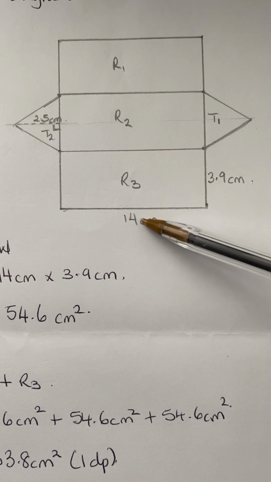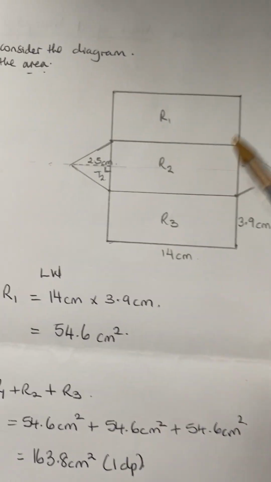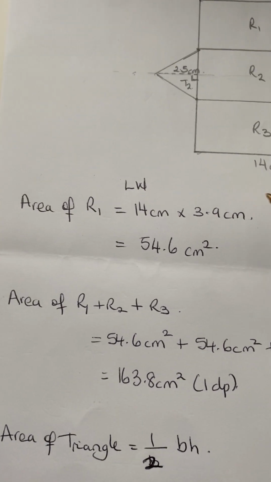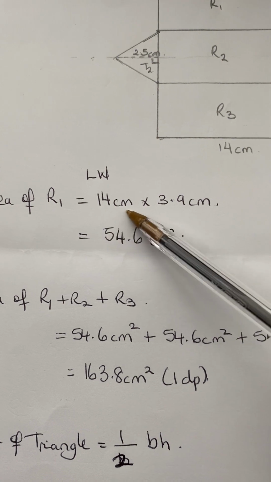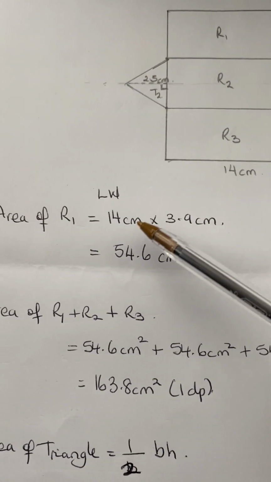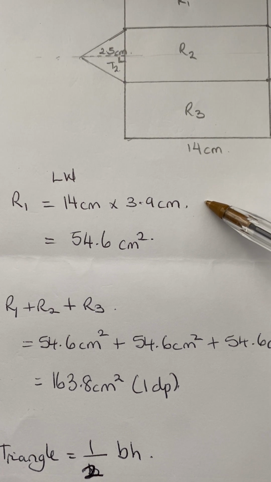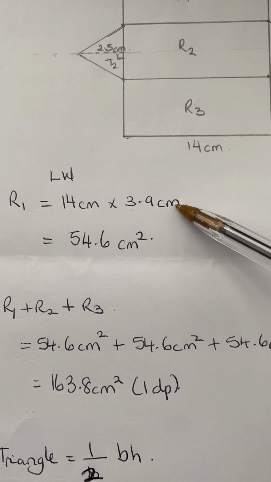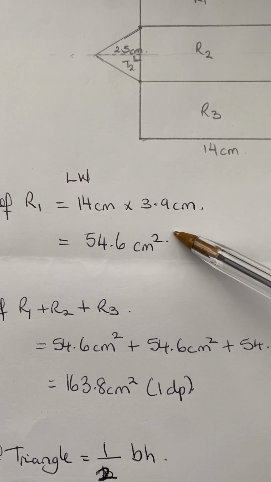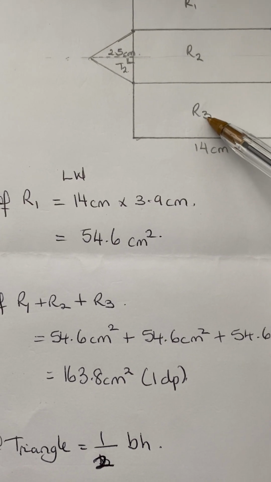Again, the unit is in 2.5. So we are going to find the area of the three rectangles. Okay, so the area of one of the rectangles will be 14 times 3.9. So 14 centimeters times 3.9 centimeters. When you multiply them correctly, you should get 54.6 centimeters squared. Remember, it's an area. Okay, that is one of the rectangles.